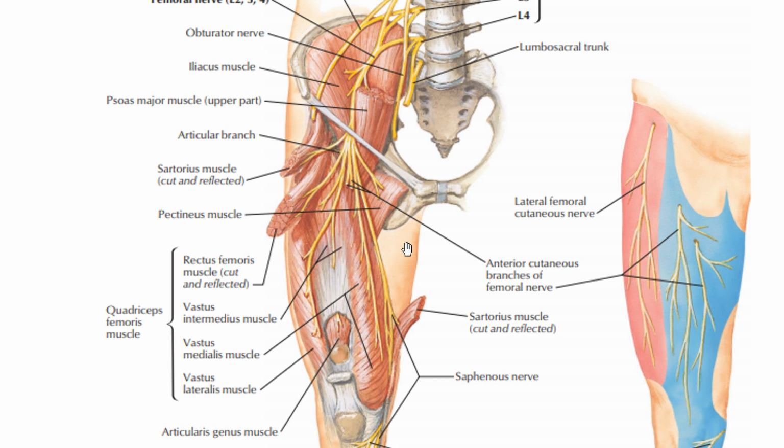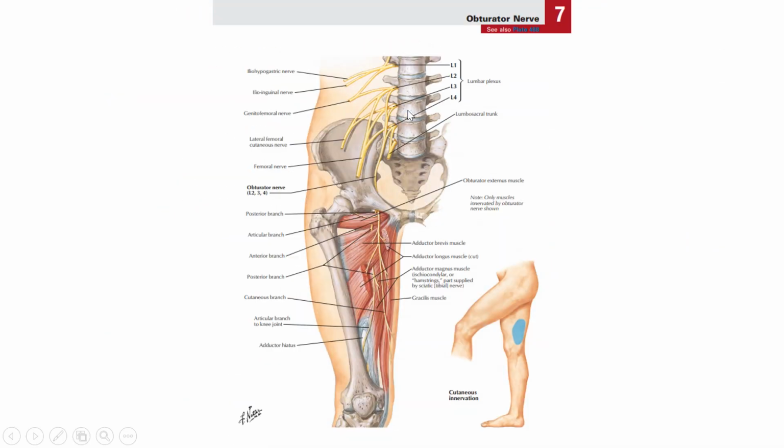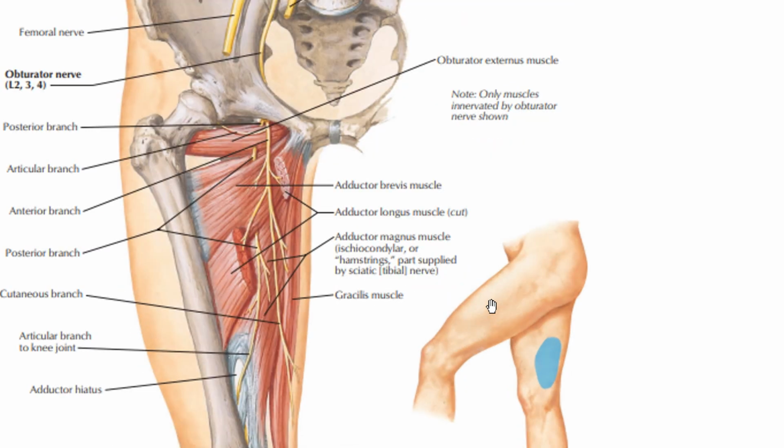So next, here you can see the medial aspect of the thigh. An oval area shown in blue here is supplied by the obturator nerve. Above this, it is supplied by the femoral nerve. The anterior thigh is supplied by the femoral nerve, except for this oval area, which is supplied by the obturator nerve.